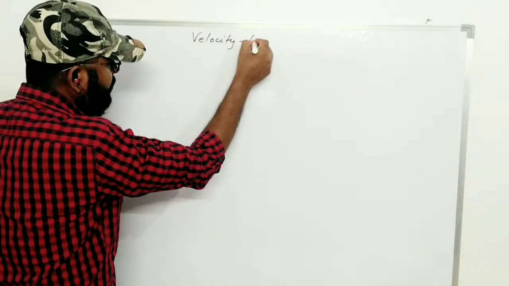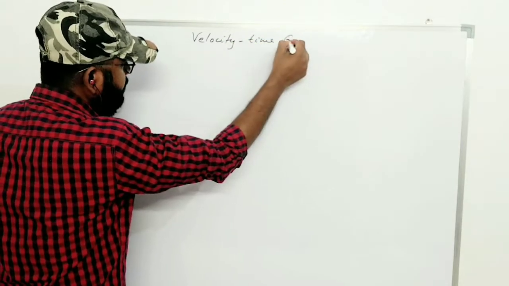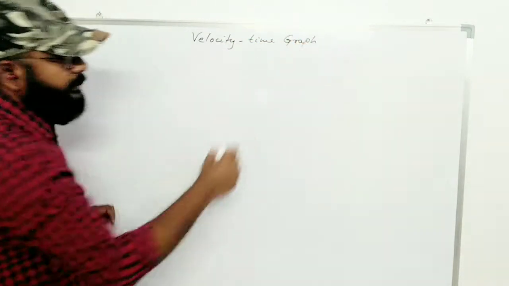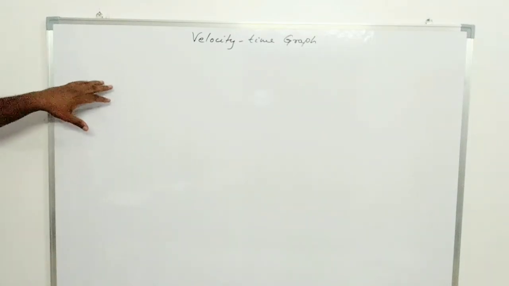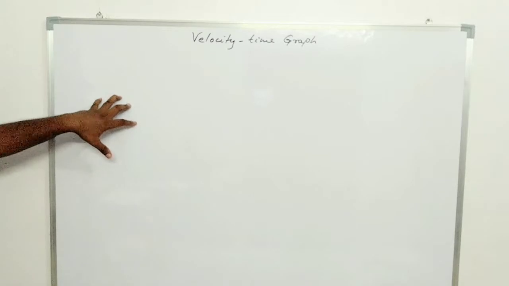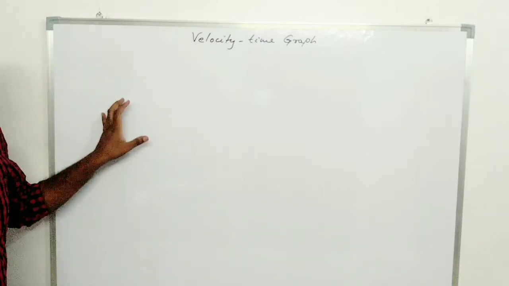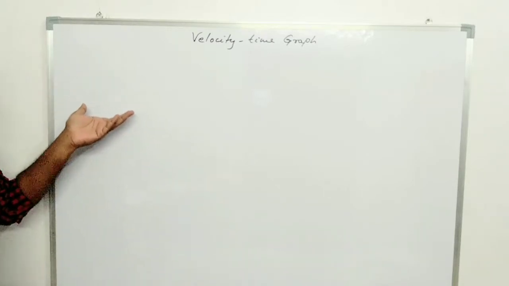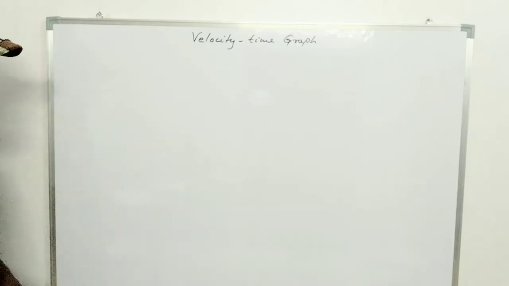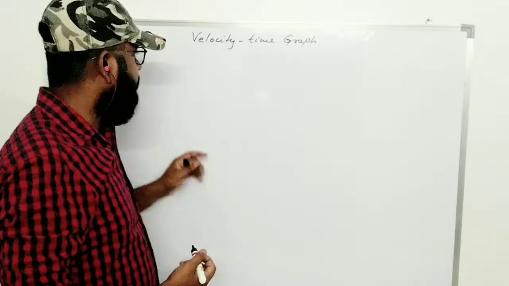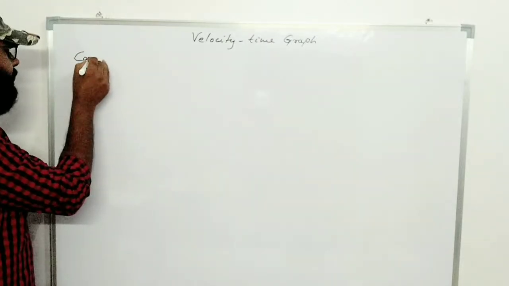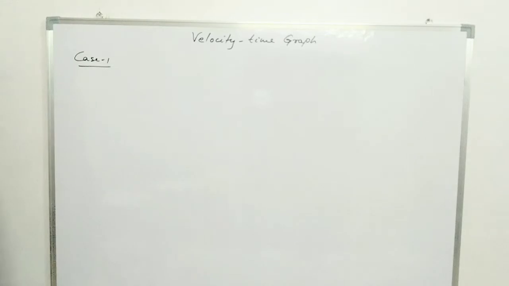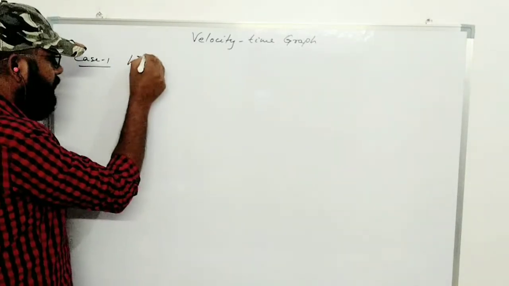Velocity time graph. So what is a velocity time graph? For a body moving along a straight line, the variation of velocity with time represents the velocity time graph. And here also three cases are there. Case 1 is when the body is moving with a uniform velocity.